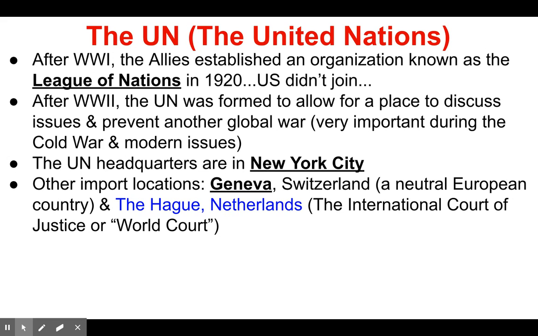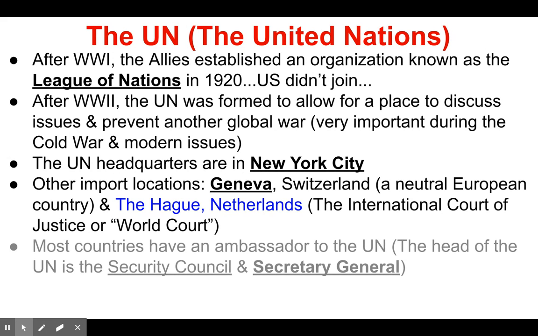There's also an International Court of Justice, sometimes called the World Court, that's in the Netherlands. It's right next to Germany and pretty close to France. It's the Dutch part of Europe, and in The Hague is where they have the International Court of Justice. And so that's another, maybe a focal point of the UN.